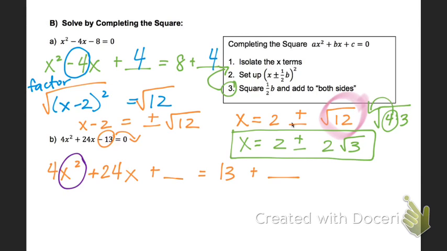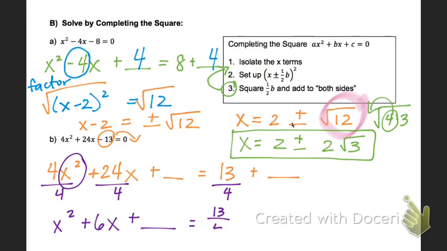I don't like this. It's okay. If I divide everything by 4, there's a fraction. That's okay. Don't be scared of fractions. Plus blank equals 13 over 4 plus blank. Leave it as a fraction.